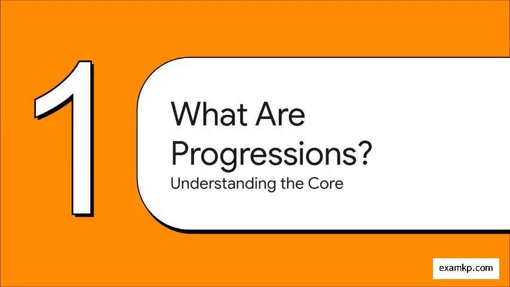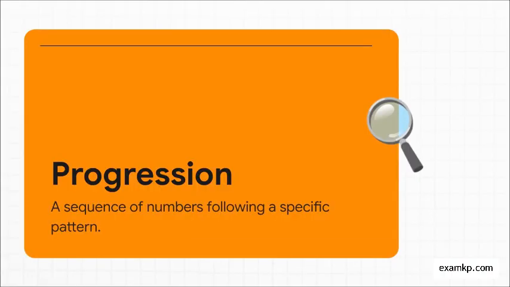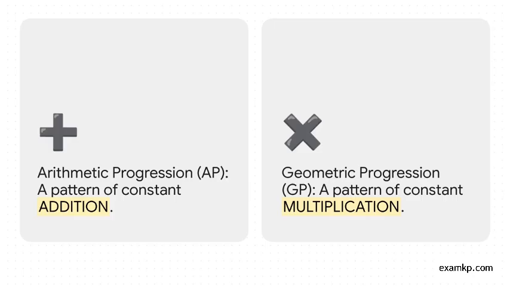So first things first, before we can start solving all these problems, we've got to be super clear on what a progression actually is, right? This is the foundation for everything else. Here's the big idea. A progression isn't just some random jumble of numbers. No. It's a sequence, a list of numbers that follows a really clear, predictable rule. And once you spot that rule, you can figure out any number in that list, no matter how far down the line it is. For your exams, you really only need to worry about two main types.